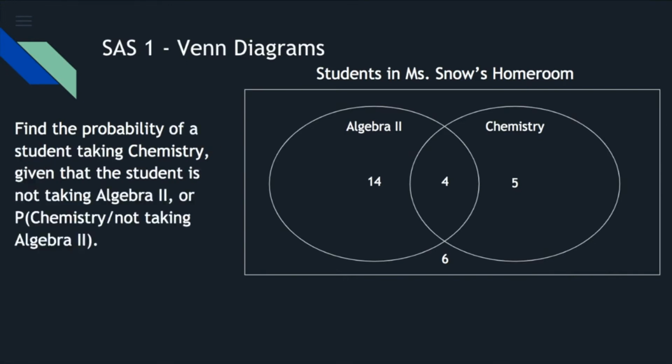Find the probability of a student taking chemistry given that the student is not taking Algebra 2. That means just chemistry but not taking Algebra 2. Well, these are taking both. This is the only set of students that are taking just chemistry. So the answer is 5 out of 29.